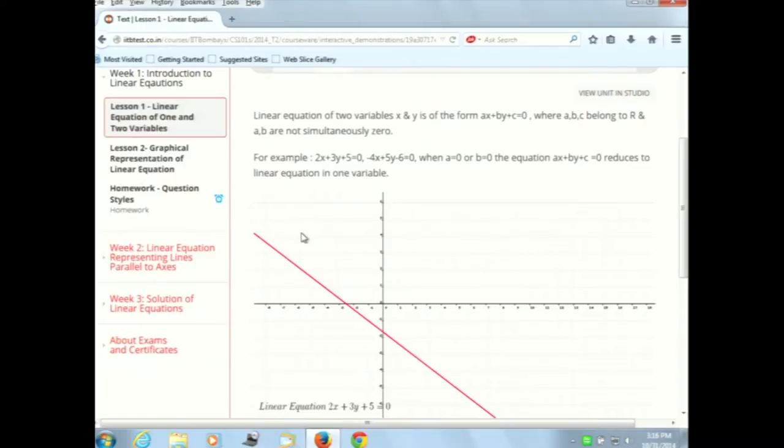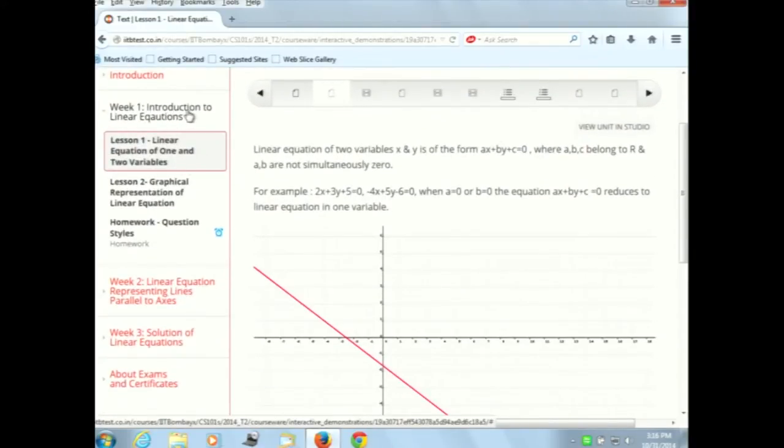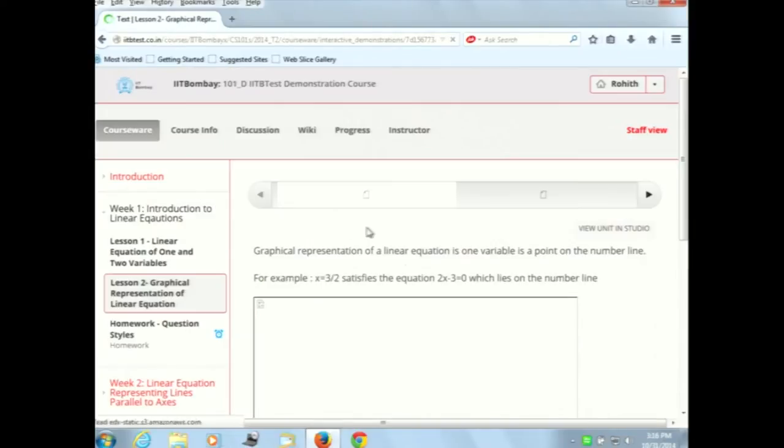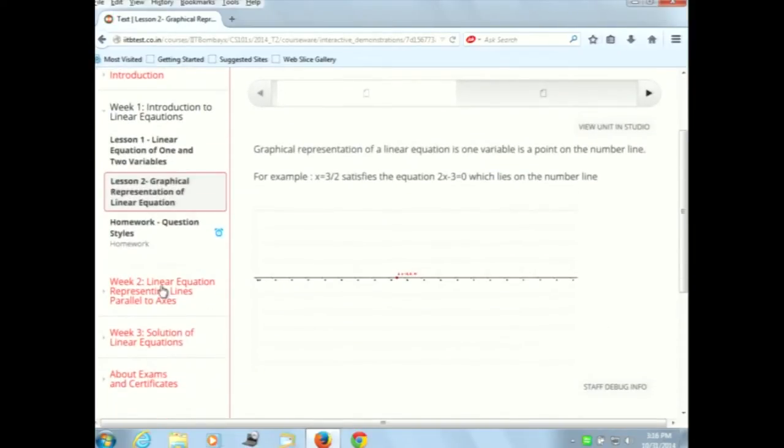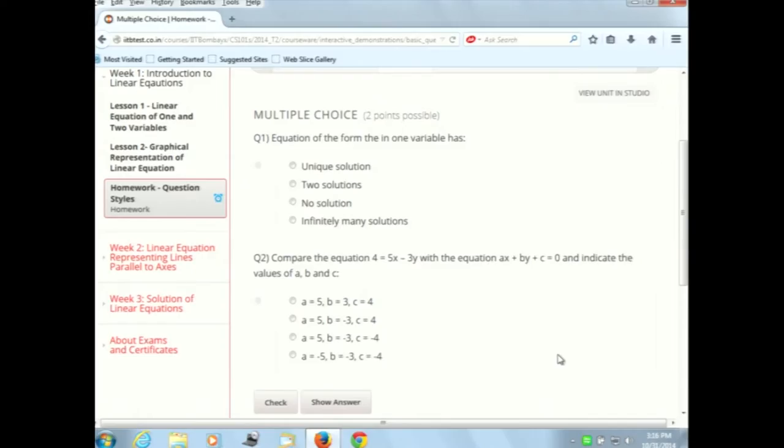So the course is divided into 3 weeks. The first week is the introduction of linear equations. Lesson 1 is the linear equation of one variable and two variables. Then lesson 2 is the graphical representation of linear equations. And then we have a homework as multiple choice questions, based on the ideas given in the content.